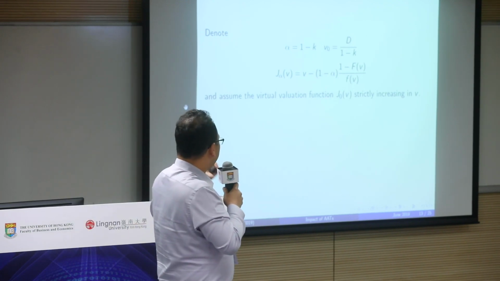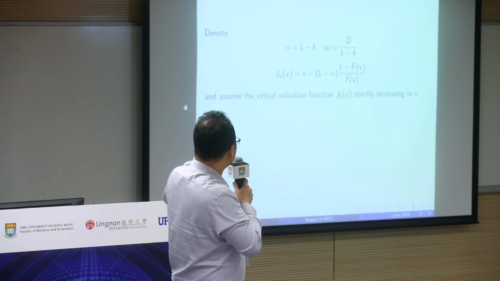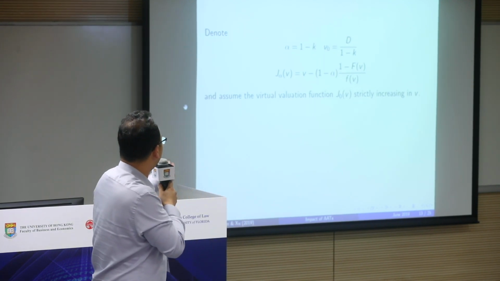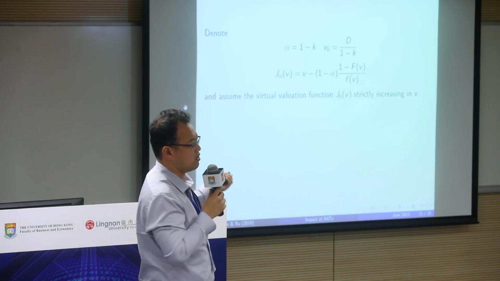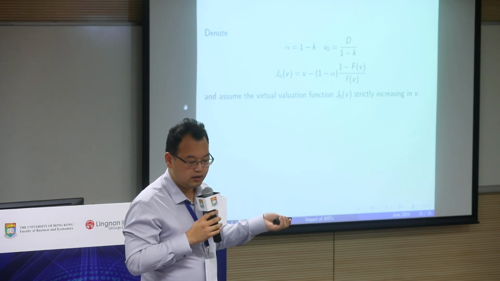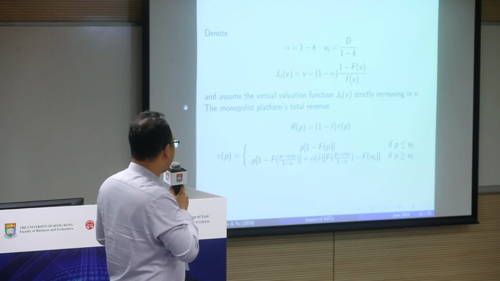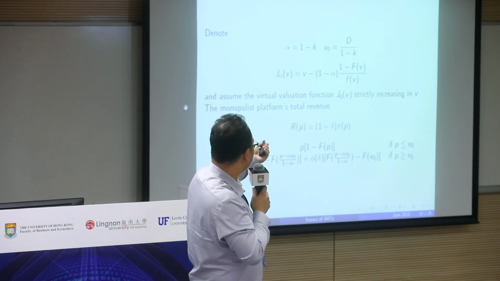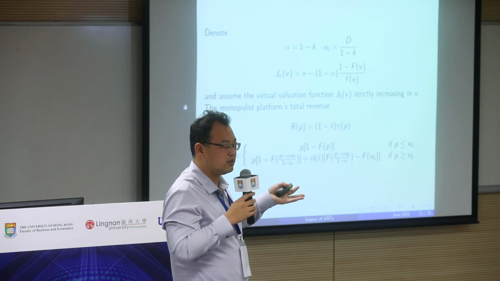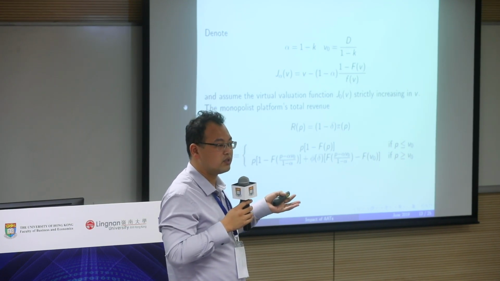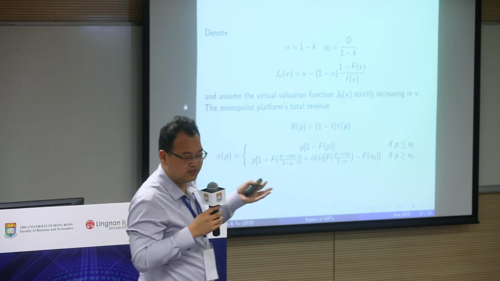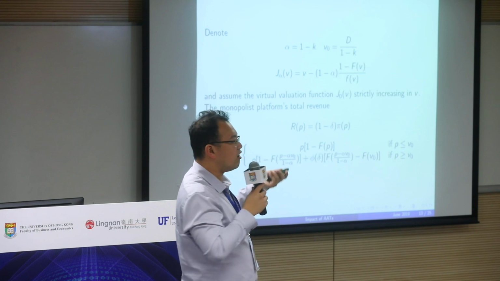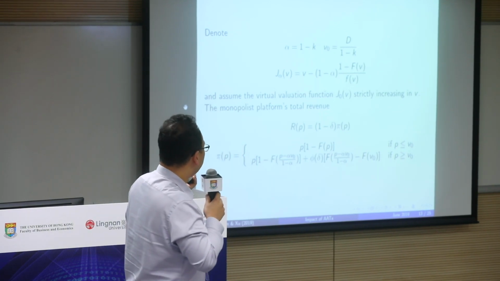So, some notation. This is probably the only assumption we made in this section: we assume that the virtual valuation function is strictly increasing in V. Okay, so we can write out the monopoly's total revenue. There is R_P, which is total revenue, but it is discounted by 1 minus delta, because delta of the audience has access to AATs, and they don't generate any revenue. And there is pi_P, which we call the unadjusted total revenue. And we can write out the expressions.